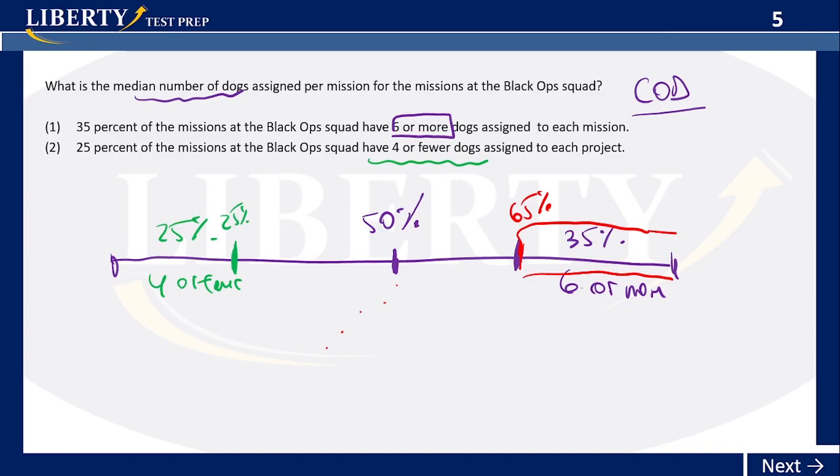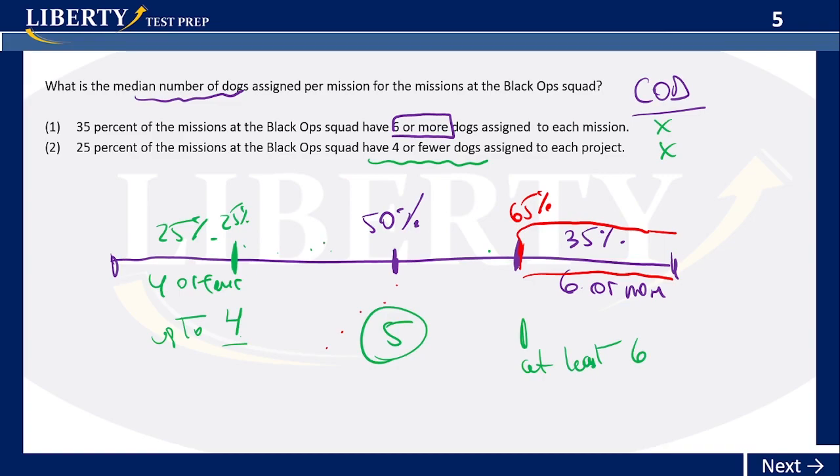Now, if we join these two, since each one alone is not enough, right? If we combine these two data, the bottom 25 percentile is 4 or less, up to 4, right? The top 35%, which starts at percentile 65 and above, is 6 or more, so it's at least 6. So what should be in the middle? It cannot be 4, it cannot be 6, it cannot be less than 4, it cannot be greater than 6, so it's got to be 5, right?